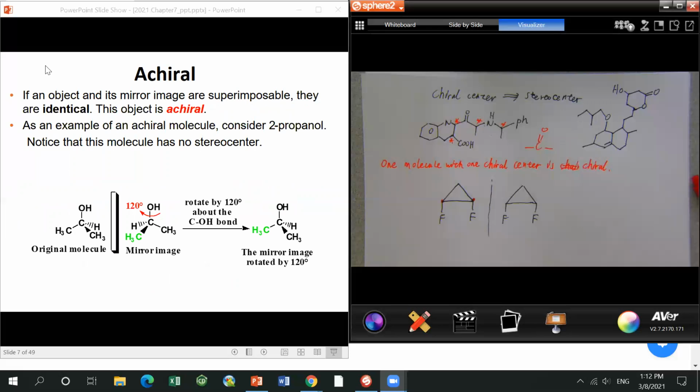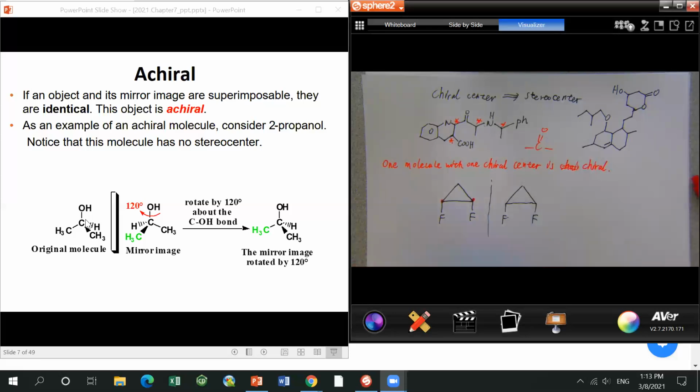On the other hand, if an object is superimposable on its mirror image, then they're identical, so it's achiral. So this molecule is achiral. Another example is 2-propanol. The structure is shown here, and we clearly see there's no chiral center. Here is the mirror image. It's superimposable with its mirror image, so that should be achiral.